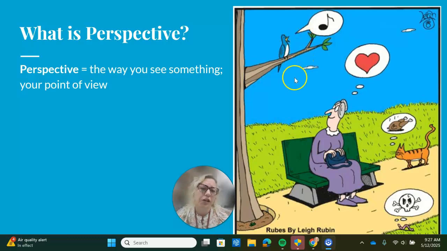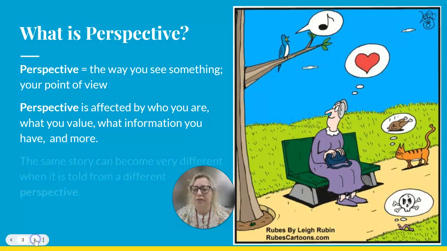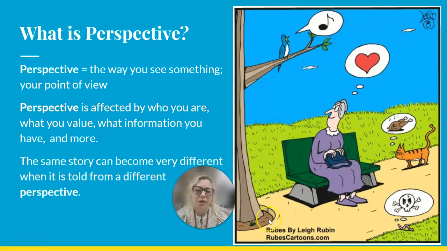tell other birds where he's at or whatever it is birds are doing to communicate, but he's just really thinking about his song. The cat sees the bird, hears the bird song, and thinks, ooh, yummy, I would love to eat that little guy. And then the worm over here is like, oh, I gotta watch out. That bird means death. He wants to eat me, right? So they all have a different perspective about the bird's song. Perspective is affected by who you are, what you value, what information you have, and more. The same story can become very different when it's told from a different perspective.